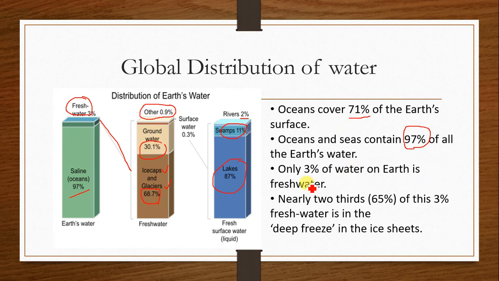All these are stores of fresh water. So you find out that only 3% of water on Earth is fresh water, and nearly two-thirds, that's 65% of this 3% fresh water, is in deep freeze in the ice caps. Generally, this is the global water distribution.